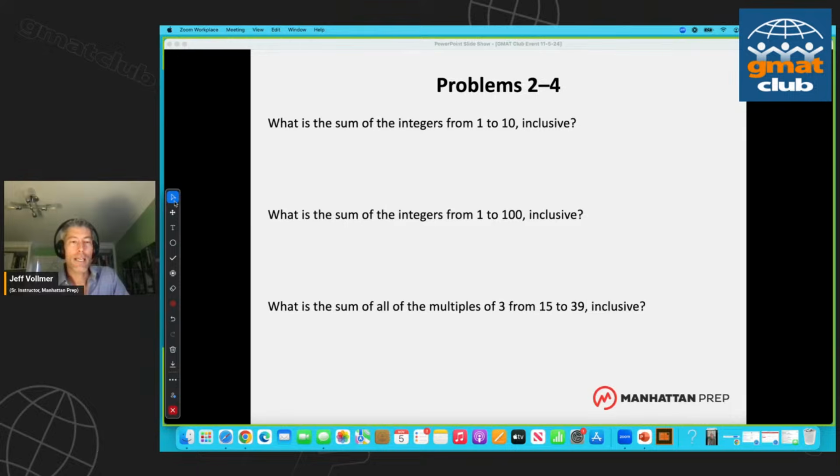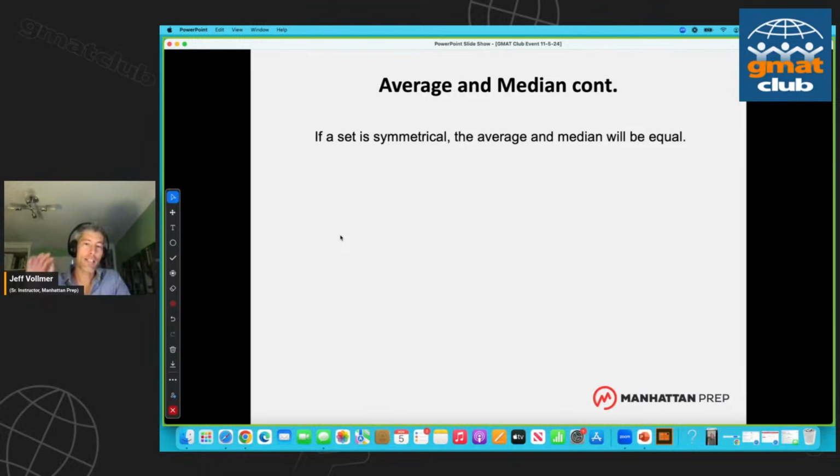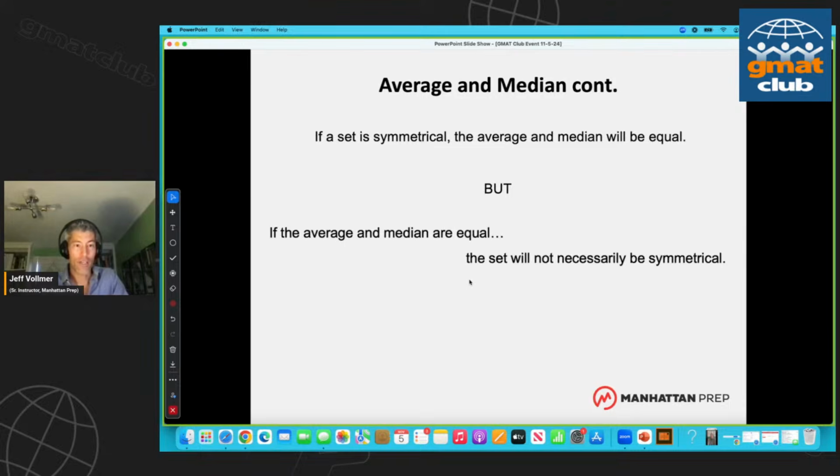And so I would say the big takeaway here is, hey, if a set is symmetrical, the average and median are going to be equal. Okay. And that can be really useful for adding up sets of numbers that are symmetrical or uniformly spaced, right? So if a set is symmetrical, the average and median will definitely be equal. It does not hold in the opposite direction. If the average and median are equal, the set might be symmetrical, but it also might not be, right?